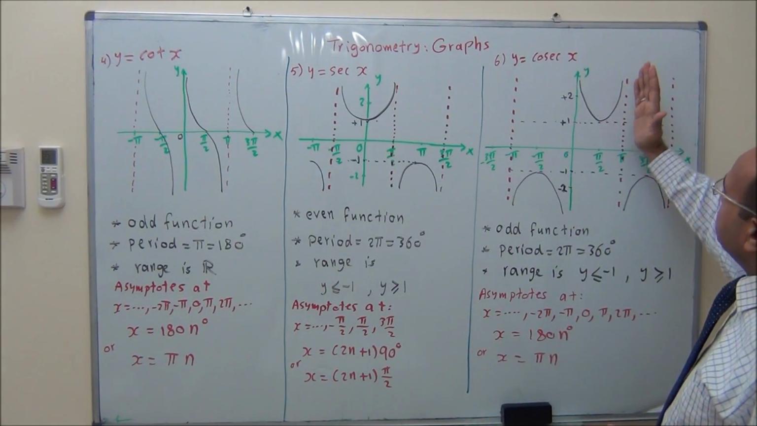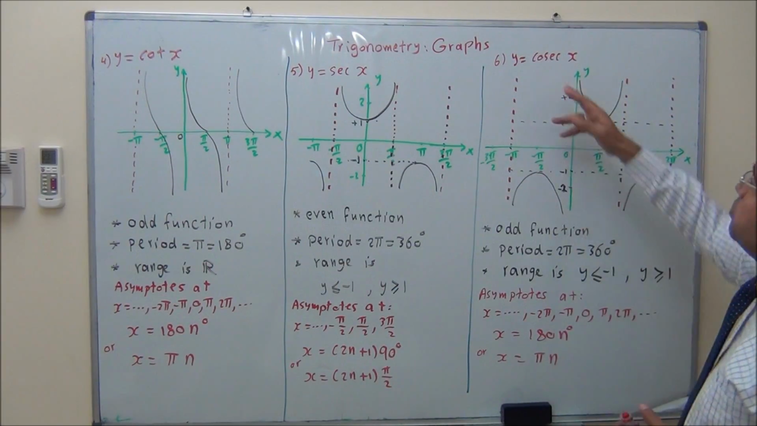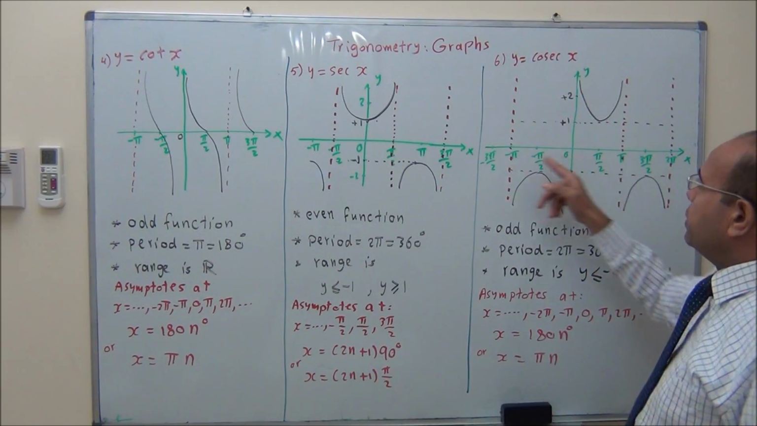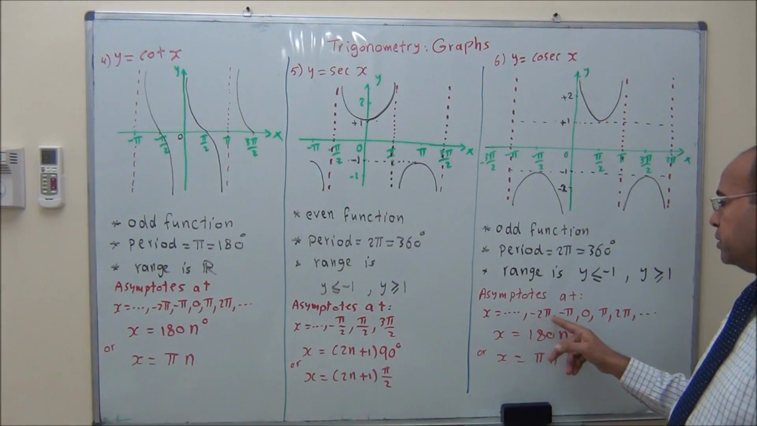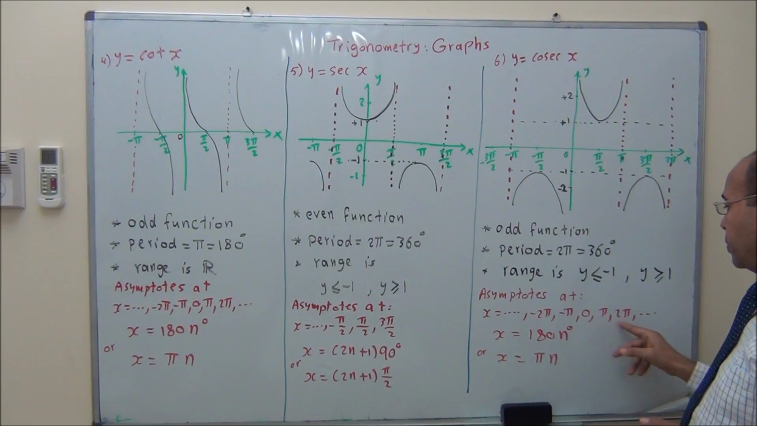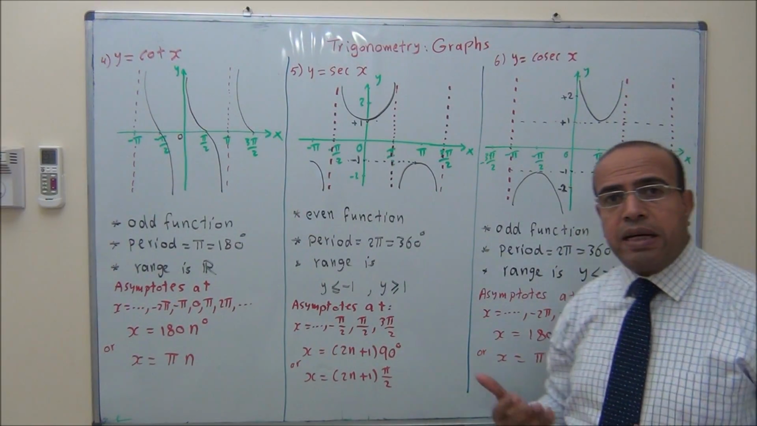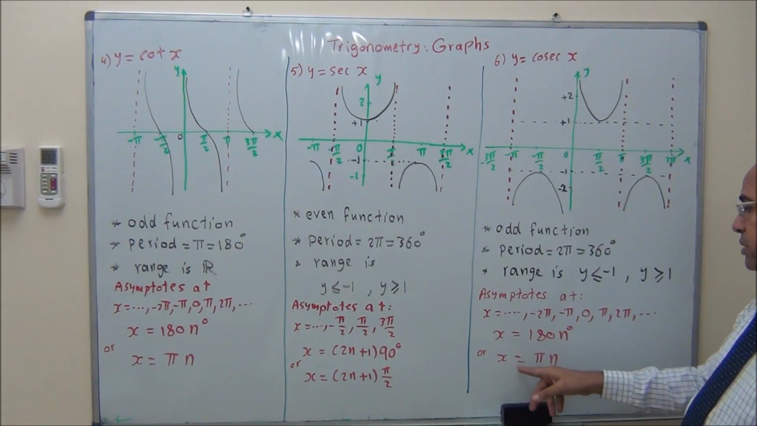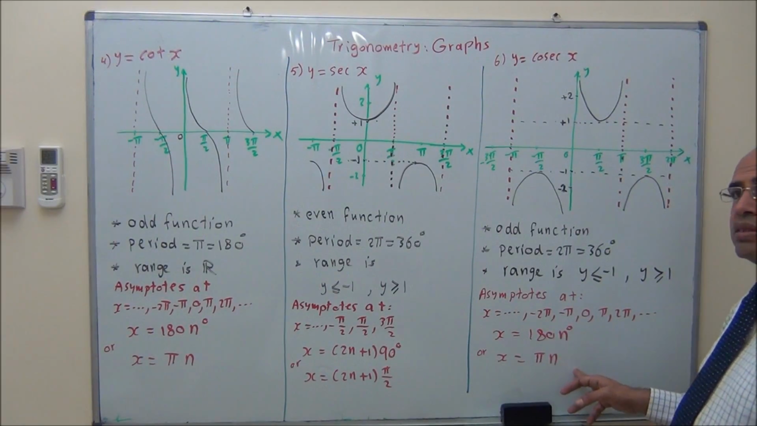The asymptotes are at x equals pi, 2 pi, negative pi, and so on. It means that the value of cosec is undefined when x equals pi, 2 pi, negative pi, and so on. So the asymptotes are at x equals negative 2 pi, negative pi, 0. Also x equals 0 is an asymptote, pi and 2 pi. Or x equals 180n degrees, where n is an integer, 0, 1, 2, 3, and so on. x equals pi n. So this is in terms of degrees, this is in terms of pi.